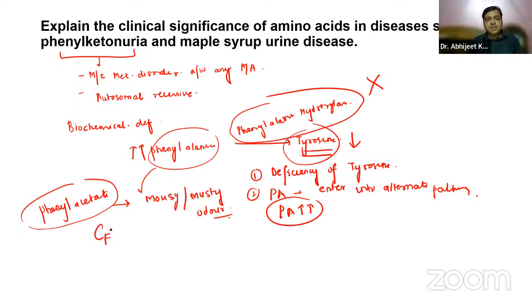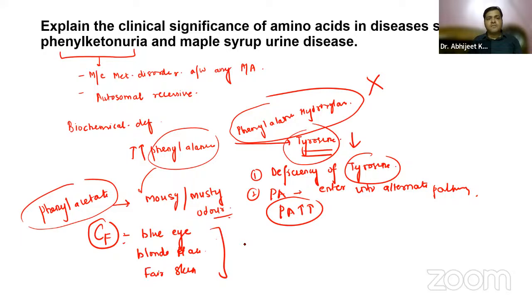What are the clinical features associated with it? The patient will have blue eyes, blonde hair, right? Obviously, tyrosine is responsible for the formation of melanin. Tyrosine is not there, so we have very fair skin, because there is decreased melanin. Melanin is produced from tyrosine. Tyrosine not there, melanin not there: blue eyes, blonde hair, fair skin. And apart from that, it will have severe intellectual deficits.